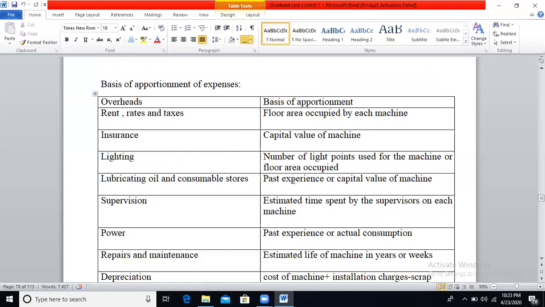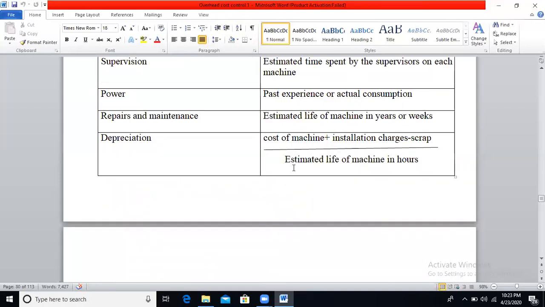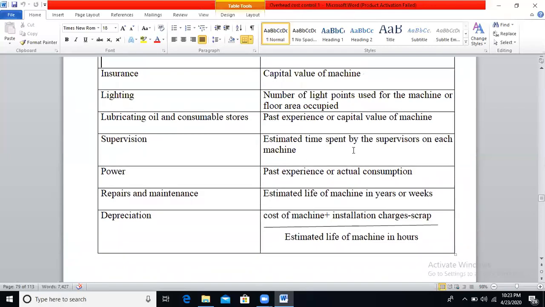For lubricating oil and consumable stores, past experience or capital value of machine will be considered as the basis. For supervision, estimated time spent by the supervisor on each machine. What is the time spent by the supervisor on each machine? That should be considered as the basis. For power, past experience or actual consumption. For repairs and maintenance, estimated life of the machine in years or weeks. For repairs and maintenance, estimated life of machine in years should be considered as a basis.